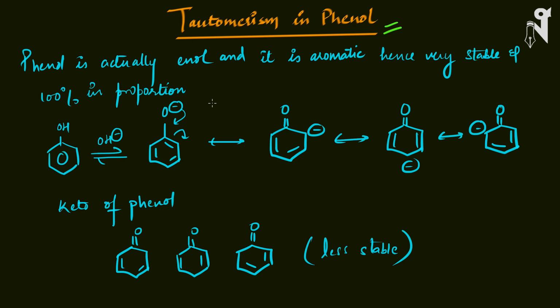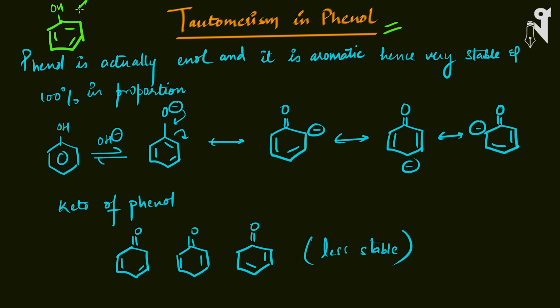Now just think, when we talk about phenol, what is phenol? This is phenol. Isn't this an enol actually? This is OH on the carbon having the double bond. So this is exactly what the enol structure is. And what we have seen is that the keto forms are generally more stable than the enol forms.